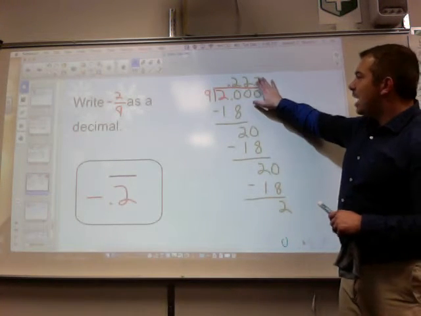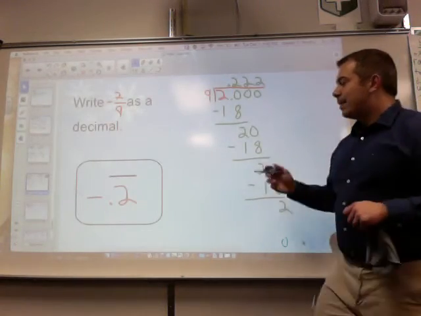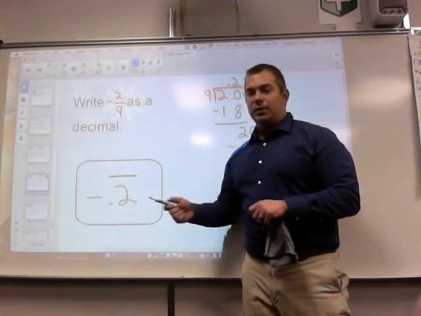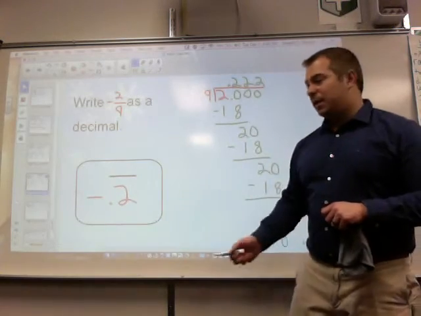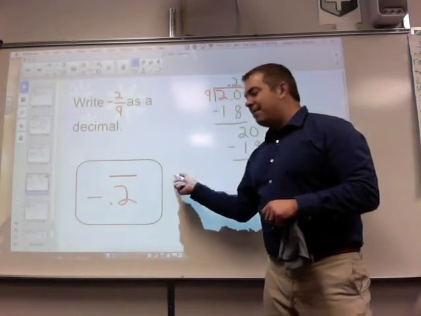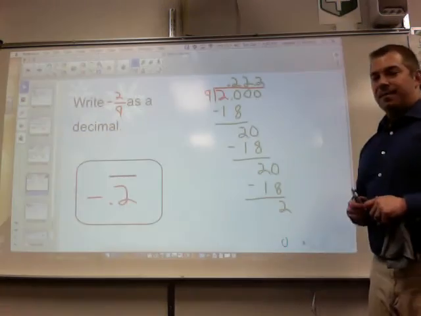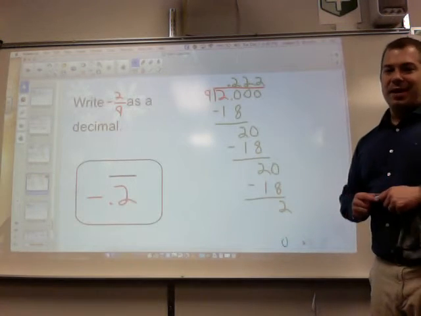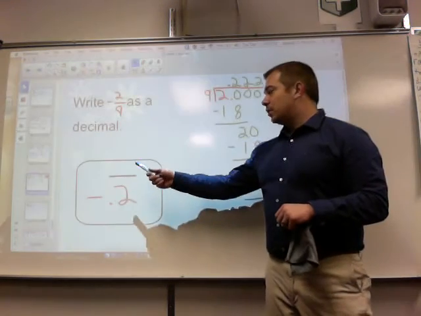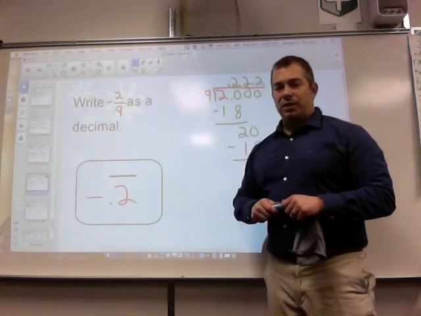So in fact, I should have stopped earlier, and that's why my answer is just negative 0.2 repeating, because there will be infinite 2's that never stop. You don't have all day for that. No one has time for that. That's why you put your bar notation on top.